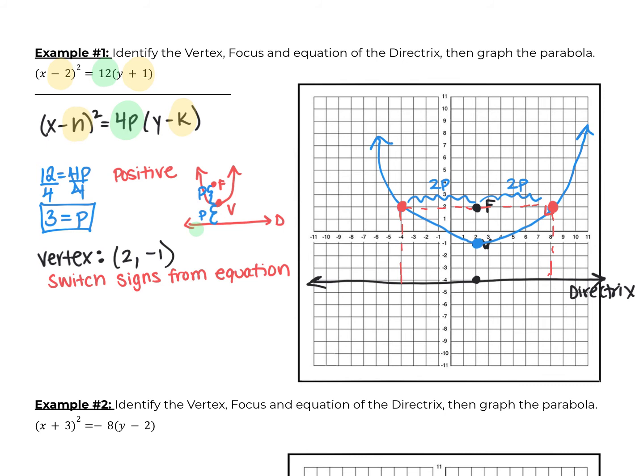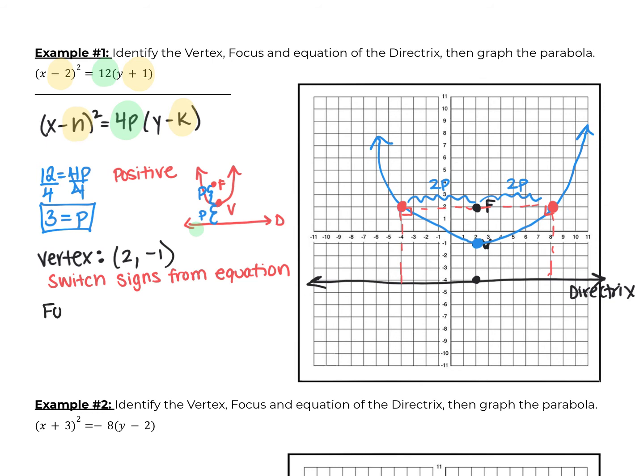But those right angle ones are found by taking 2p. And that follows the directions that this has to be equidistant from the focus and the directrix. All right, so now we can finally answer the question. We already have the vertex. We need the focus and the equation of the directrix.